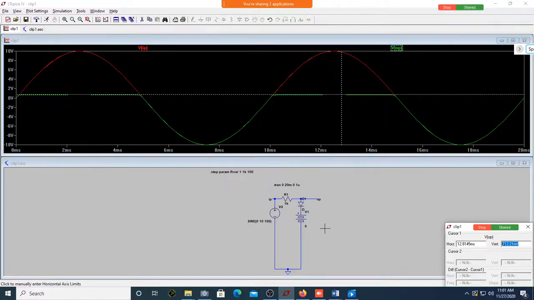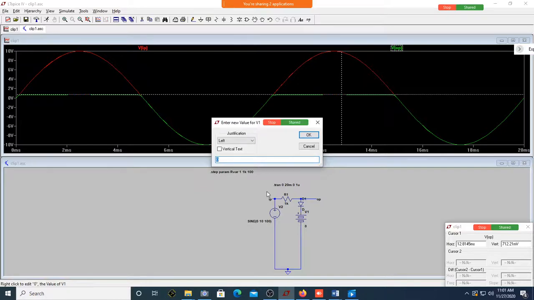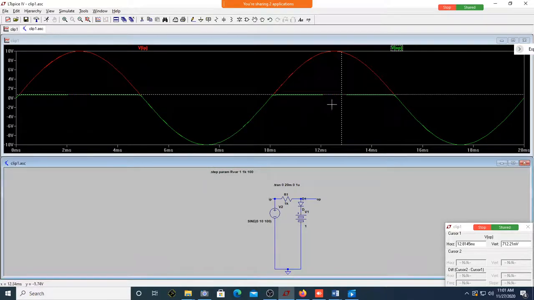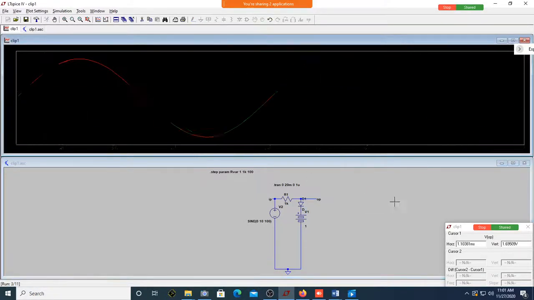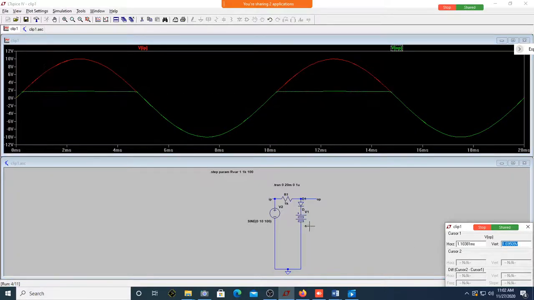Correct? Suppose if I add 1 volt here, if I make it 1 volt, what will be this voltage? 1.7. See there, is it 1.7? Yes, sir, approximately. Can you see it's almost there, 1.7.